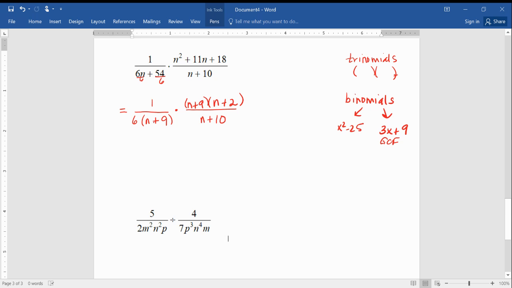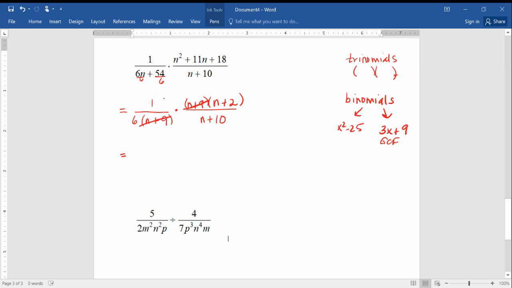All right, so what you want to do when you get here is you look at this fraction, you look at this one. There's nothing we can cancel on top and bottom on just these fractions in and of themselves, but there is an n plus 9 over here and an n plus 9 over here. So those are gone. I don't see anything else that will go, so let's just go ahead and write what we've got as an answer.